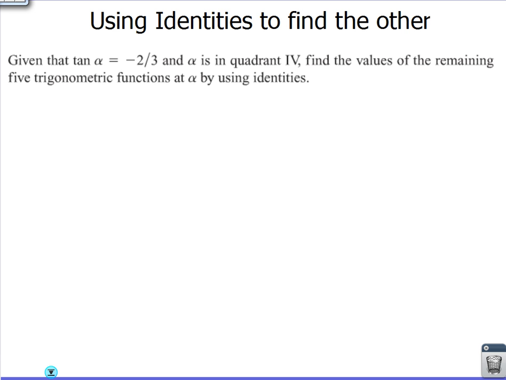Given that the tangent of alpha is equal to negative 2/3, and alpha is in quadrant 4, which, I mean, take tangent's negative.